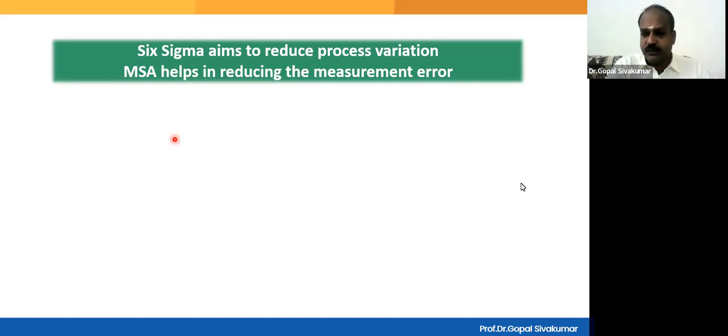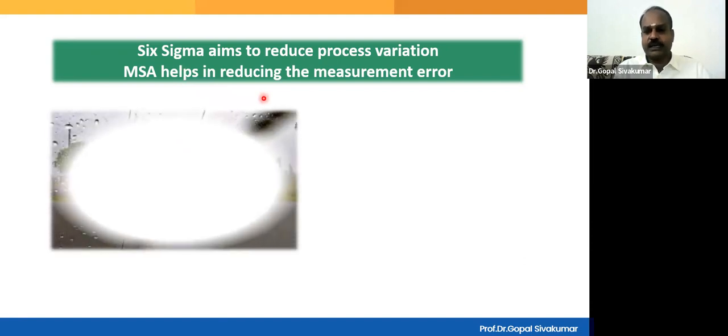And that's why it's important for you to conduct measurement system analysis and then correct and improve the measurement system. And then only you should collect the data and then proceed with the calculation of baseline and analysis. So fundamentally, measurement system analysis helps in reducing the measurement error.